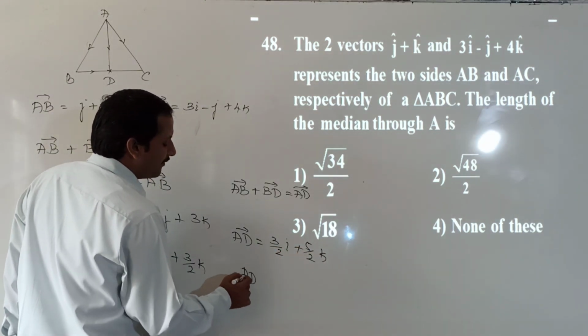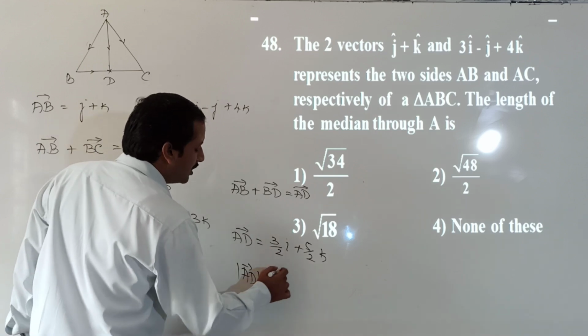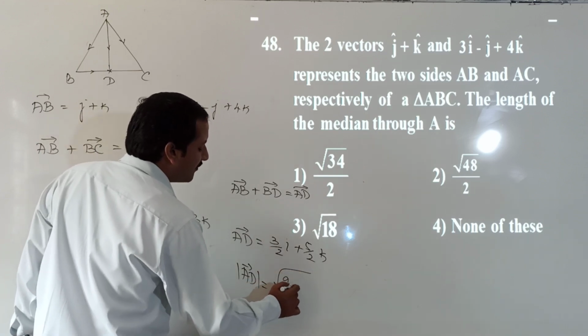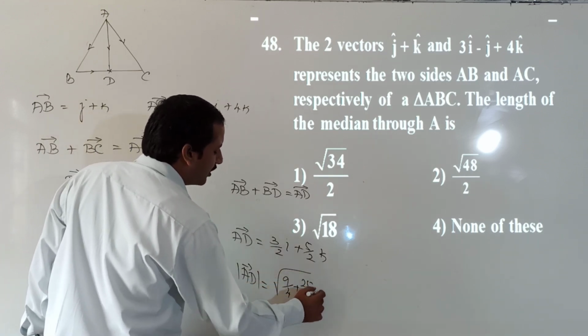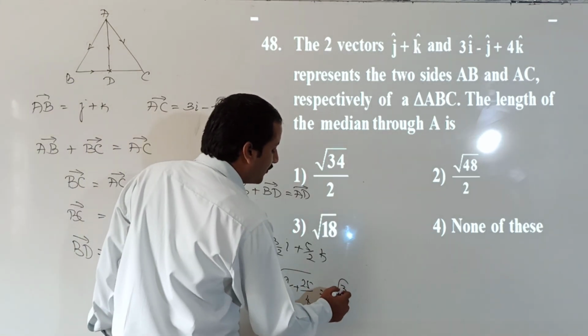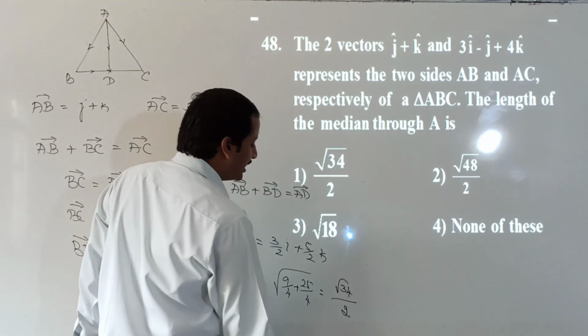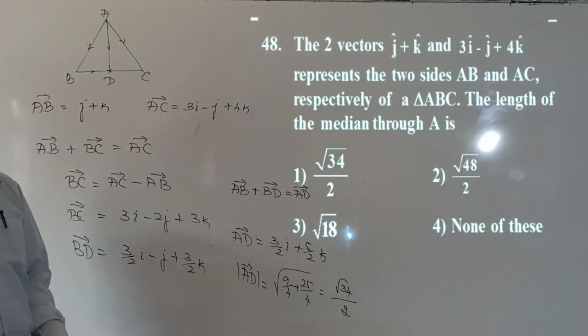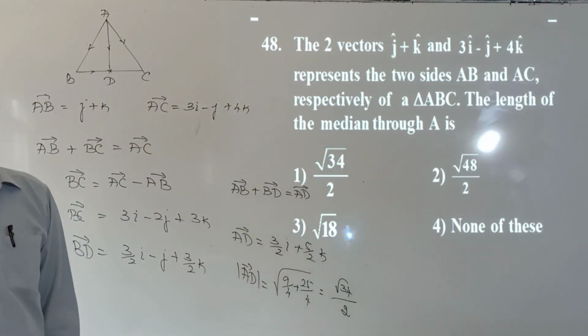I want the length of this. I want the magnitude of this. That's equal to root of 9 by 4 plus 25 by 4, which is 34 by 4. Root of 34 by 4, or if I bring that 4 outside the root, it will become root 34 by 2, which is the first option.